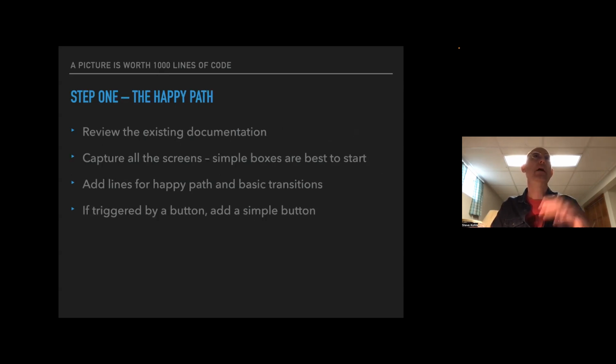So step one, the first thing to do is get familiar with all your documentation, but then look at your design, look at the UI designs, and just capture all the screens, with simple boxes and lines between each step. If you press a button to go to the next screen, draw a little rectangle on there for a button, and draw an arrow from it.